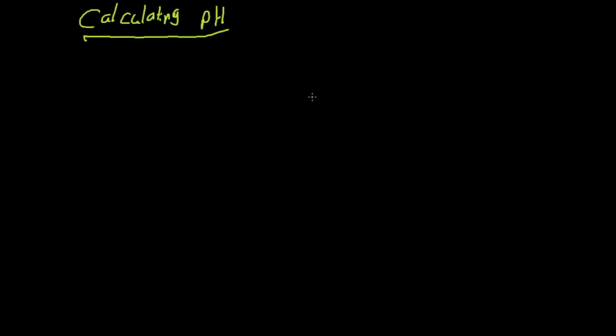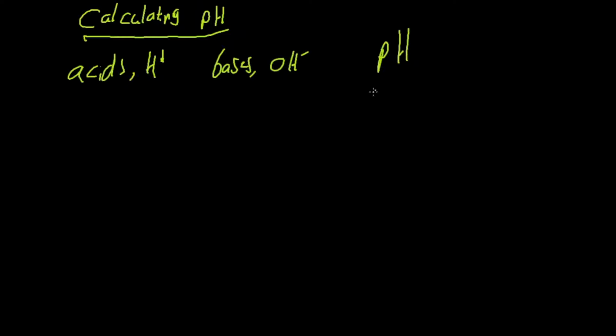Hello everyone. Today I'm going to talk with you about calculating the pH of something. Last time we talked about how acids are substances that release H+ and bases are substances that release OH-, and that this is all measured according to the pH scale. I'm now going to explain how you can get from H+ or from OH- to pH.